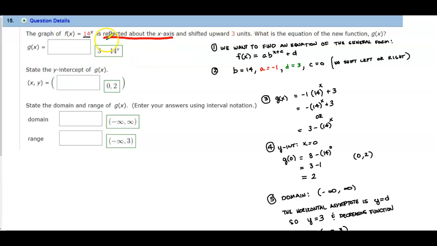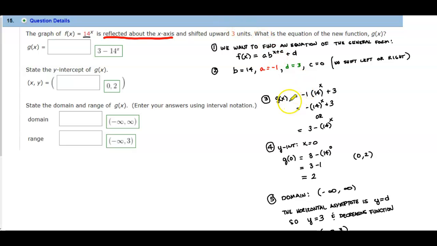Now it says that it's reflected about the x-axis. If it's reflected about the x-axis, that means the value of a is going to be -1. And then we know it's going to be shifted upward 3 units, so d is equal to 3. And we do not see anything being shifted left or right, so c is equal to 0.